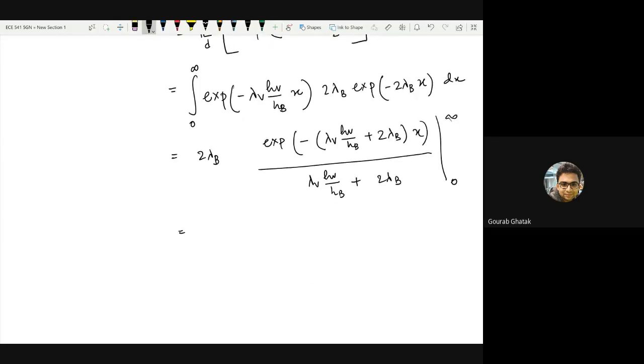At infinite, it becomes 0. At 0, the numerator becomes 1. So our life is very easy. We have 2 lambda b by 2 lambda b plus lambda v times hv by hb. Right. So the question is, what is the probability that the user observes a line of sight link?